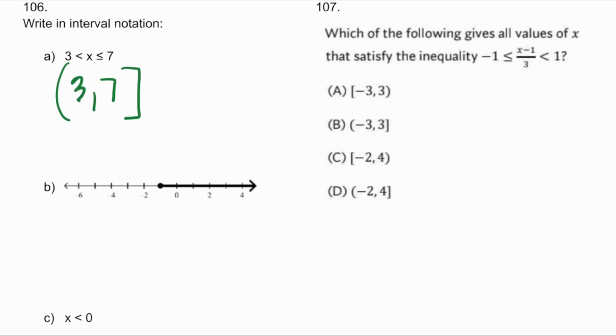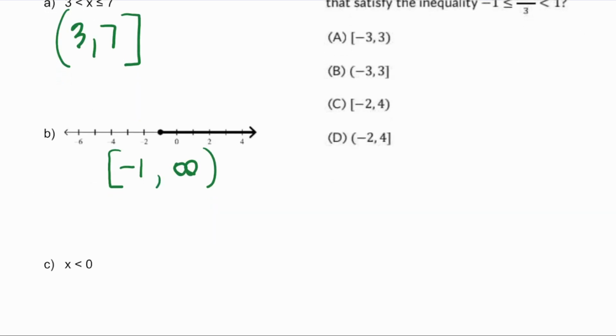For b, this is looking like x is greater than -1. So we're starting at -1, and it looks like we're including -1. And then we're just going forward without stopping, right? We're going to go all the way to the right, all the way towards positive infinity. But we can never equal positive infinity because infinity is not a real number. So we're just going to say -1 to infinity, including -1, not including infinity.